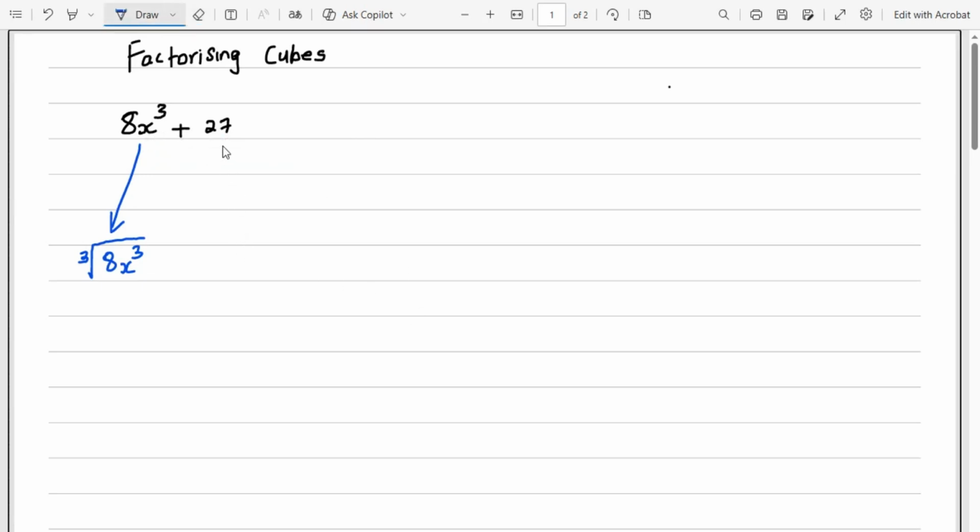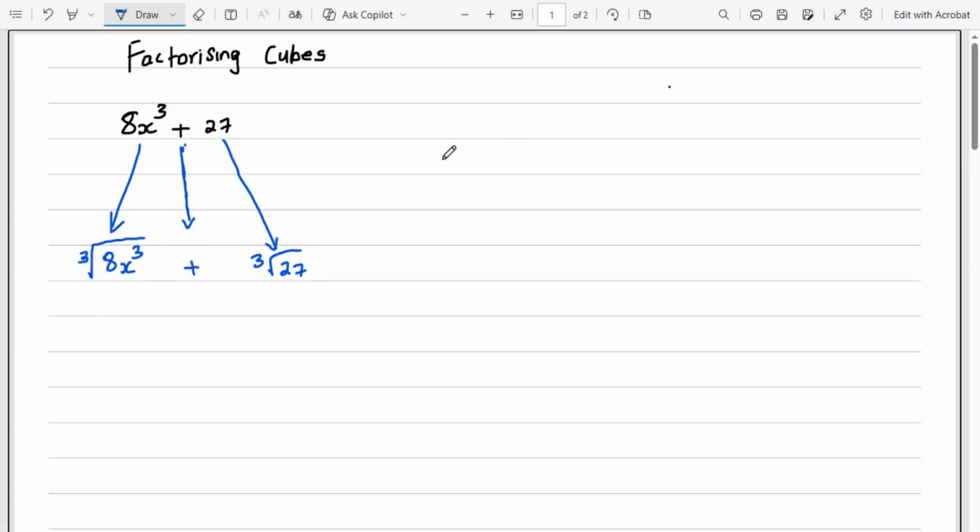Okay, we're going to bring the 27 down. Then we need to find the cube root of that 27. Then bring the sign also. You bring the sign down, which is positive.